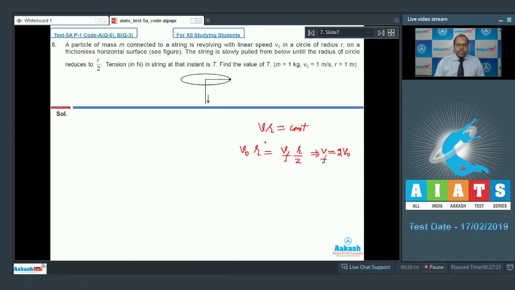At that moment the particle is moving in a circular path of radius r by 2. So the tension T at that moment can be written as m v square by r. The value of v is 2 v0 whole square, and the value of r is r by 2. So it comes out to be 8 times m v0 square by r. If I substitute the value of m, v0 and r, the value of T comes out to be 8 Newton. So the correct answer for question number 6 is 8. Let's move to question number 7.